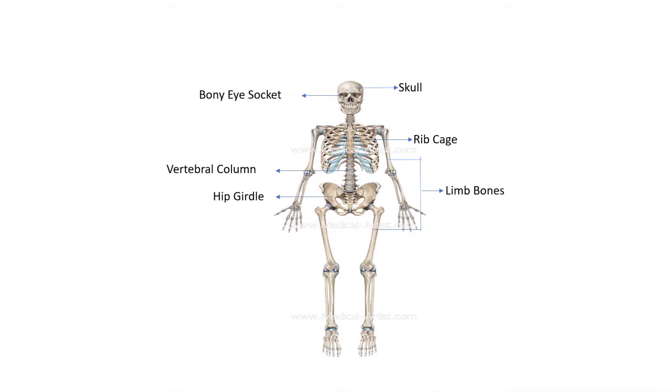Now we shall learn how to label a human skeletal system. So this is a human skeleton. You can see this is the skull. These are two bony eye sockets, and this is the rib cage. These are limb bones, and this one is the vertebral column, and this is the hip girdle.